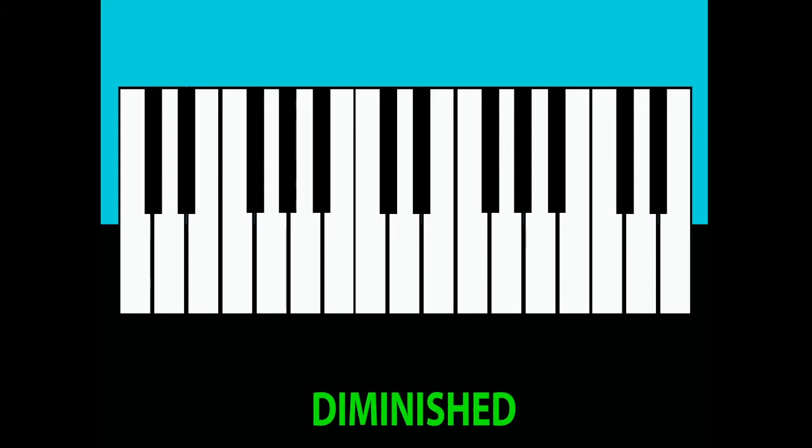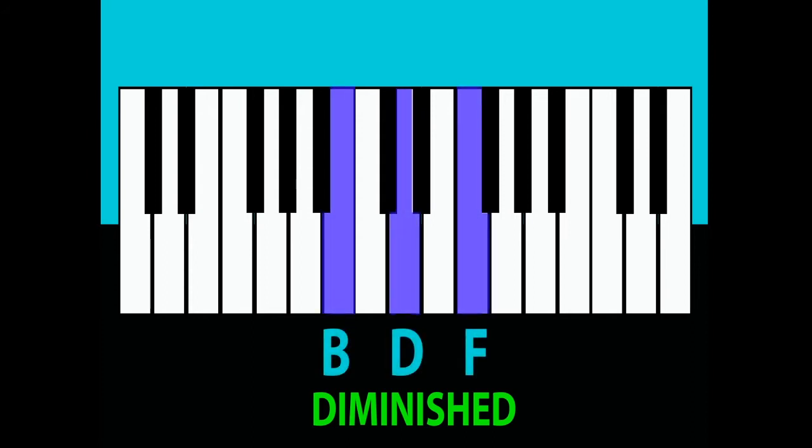Diminished chords are kind of weird. They sound very unsettling, and that's for one very specific reason. So oddly enough, we have these notes again, B, D, F. Now there are 3 semitones up to D, which means it is a minor 3rd. But if it were just a minor chord, it would be B, D, F sharp, but it's not.